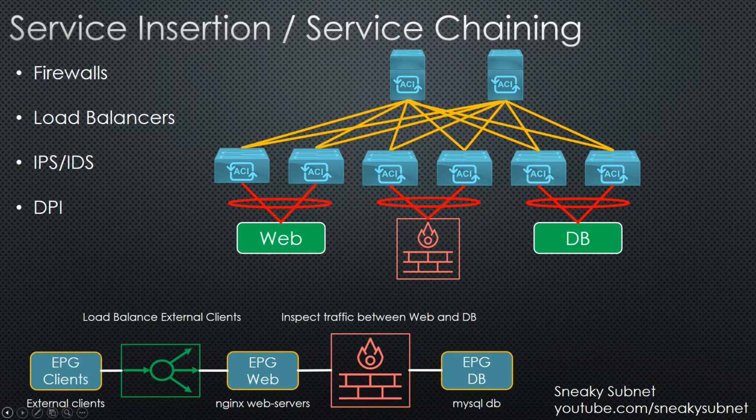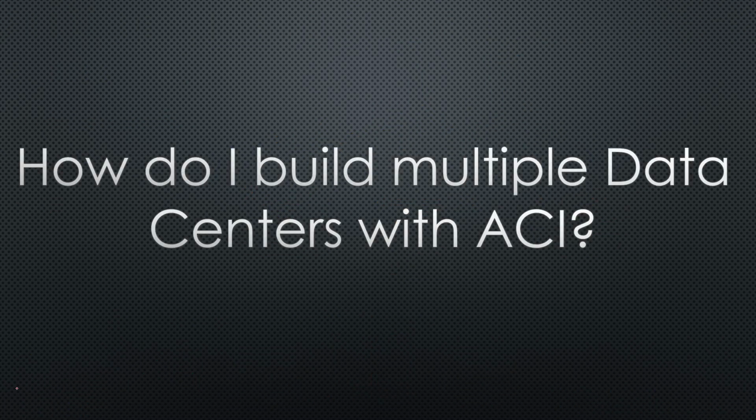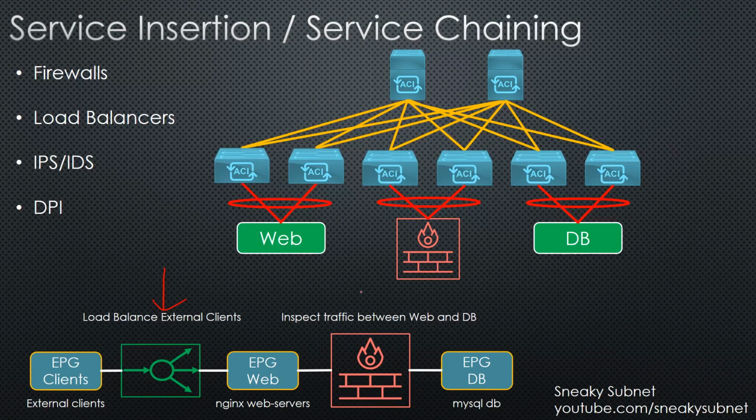You can also chain services like on the figure at the bottom of the screen. You can put a load balancer between clients and web servers and firewall between web servers and databases. From location standpoint, your services can be placed on any leaf switches. You don't have to keep them on the same leaf with your endpoint or something like that. Here you can see that endpoints and firewalls are located behind different leaves.